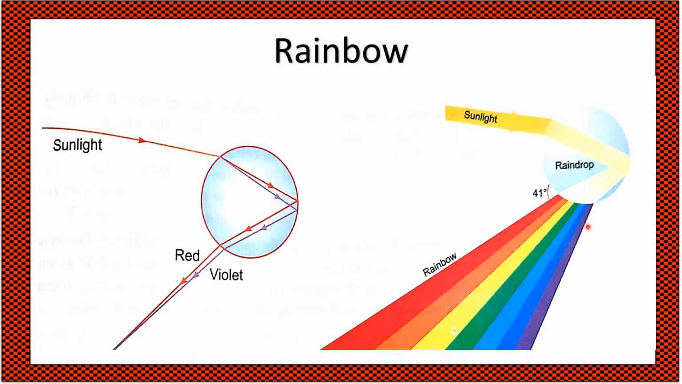The red color deviates the least and the violet color deviates the most. Different colors of refracted sunlight fall on the opposite face of the water drop. You can see here, each color suffers internal reflection. The reflected colors on reaching the lower surface of the water drop are refracted again into the air. So we get a spectrum of 7 colors, which is known as a rainbow.